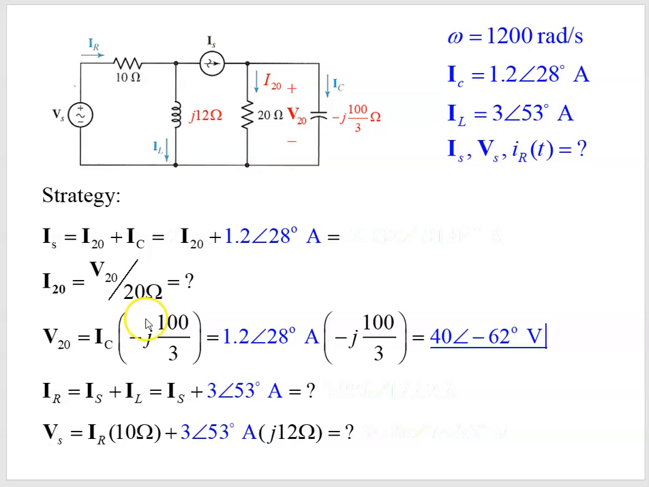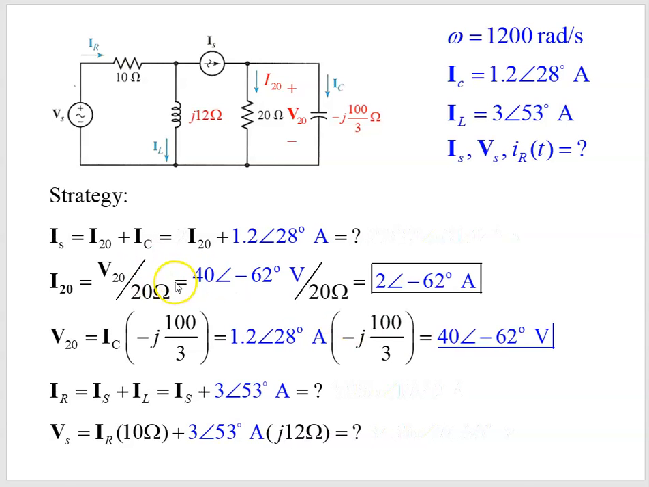The first thing we can find is, it's not our first equation, but it's the first thing that we can find, the voltage across the capacitor. Plugging that in, just by multiplying the capacitor current by the capacitor impedance, we get 40 angle negative 62 volts. Let me do a quick check here, and we do see that the difference between the current through the capacitor and the voltage across the capacitor is 90 degrees. And in fact, the current through the capacitor is leading the voltage across the capacitor by 90 degrees. So that's a good check that we can do before we plug that into our I-20 equation.